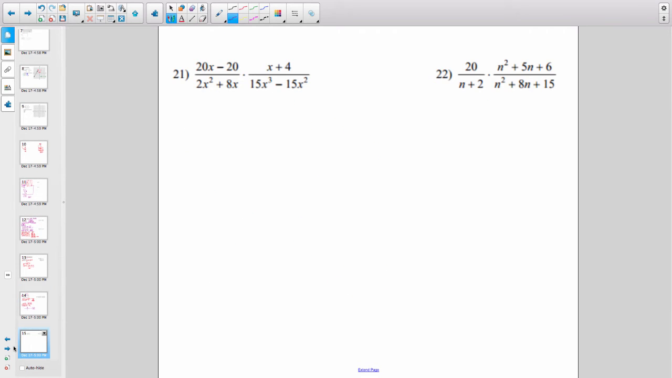Okay, 21, same as 19, except we don't have to flip. This is just multiplication. So let's try again. GCF the top looks like, so probably a 20.